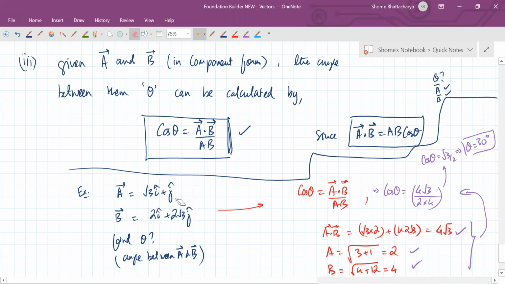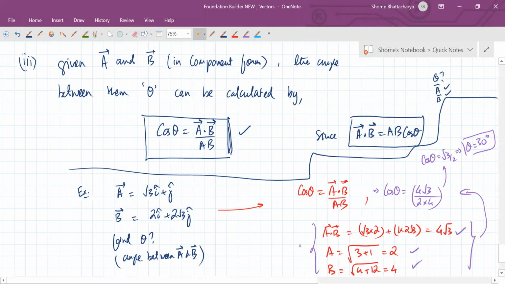a is root 3 I cap plus j cap and b is like this. So it's ax into bx plus ay into by. So I got a dot b. Similarly, magnitude of a from formula, magnitude of b. Now these three quantities a dot b, mod a and mod b, I'm just substituting in this formula. So that is the last part.